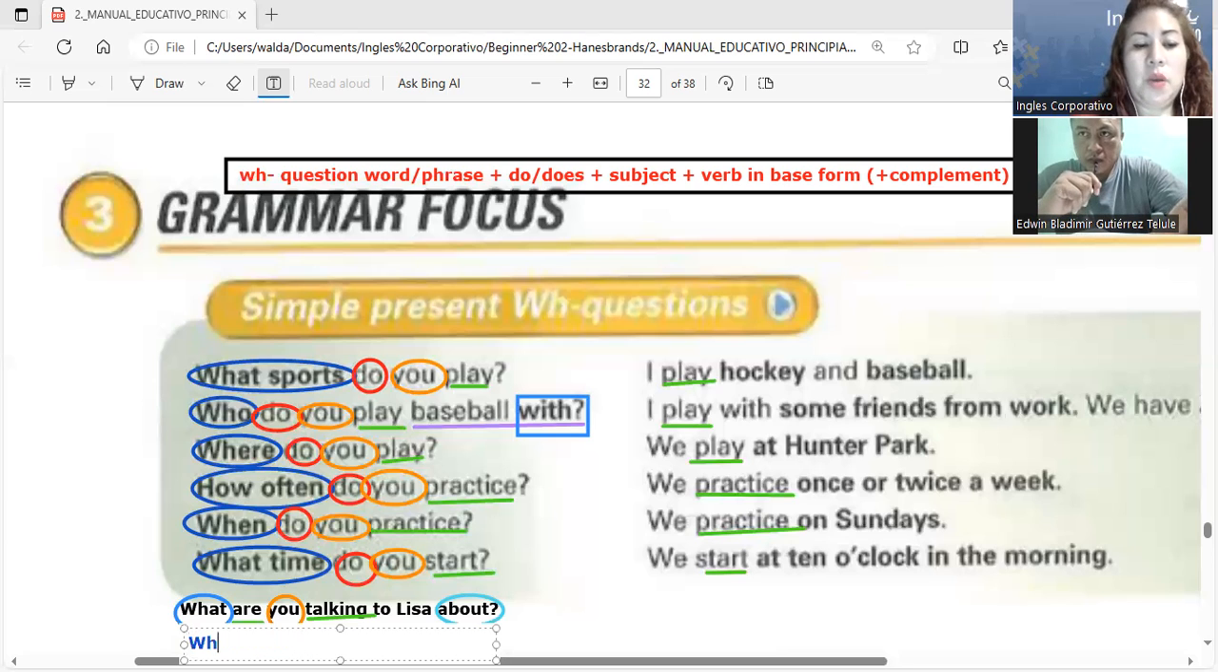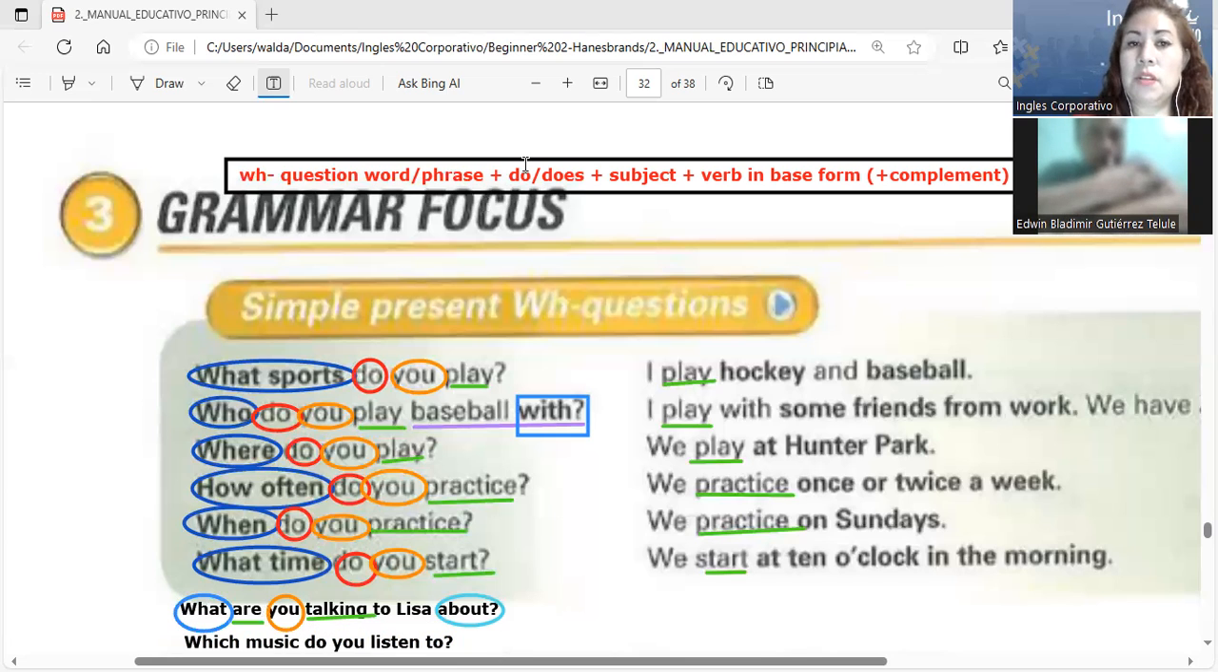Or I can say, which singer do you listen to? Which singer do you listen to? Or which music? We could say which music. Which music do you listen to? Okay. So in this case, we have prepositions. The preposition is to. It's going to go at the end.